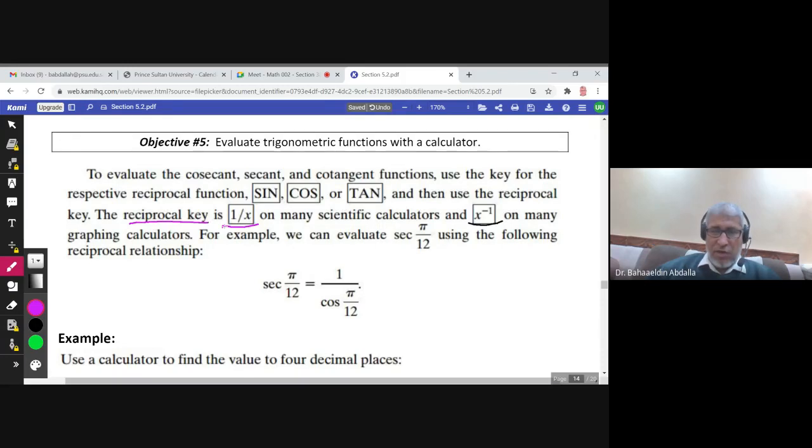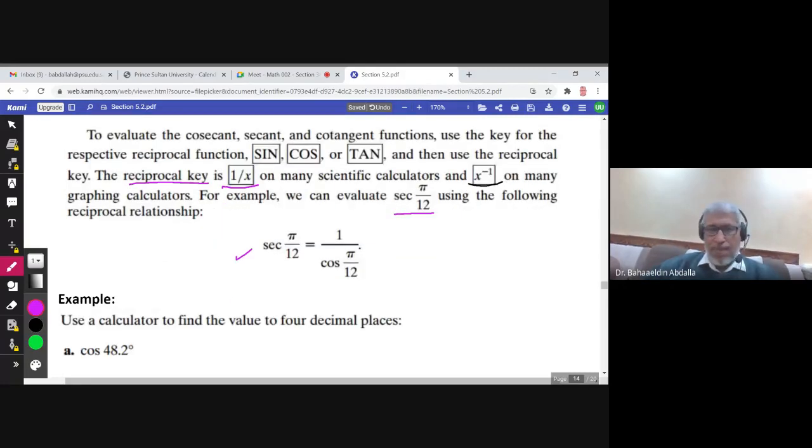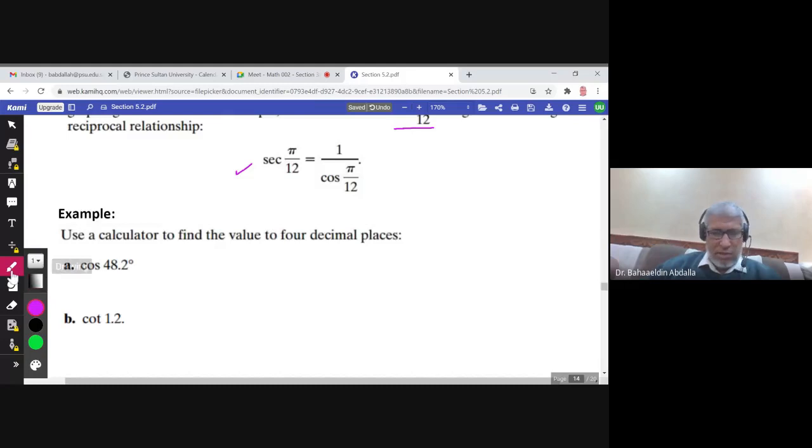So to find the reciprocal of cosine, for example, secant, how to find secant pi over 12, you write 1 over cosine pi over 12, and you get secant of pi over 12. So you use sine, cosine, and tan for these three functions. For cosecant, secant, and cotan, you use the reciprocal key. For example, use a calculator to find the value to 4 decimal places. Please try to solve with me.